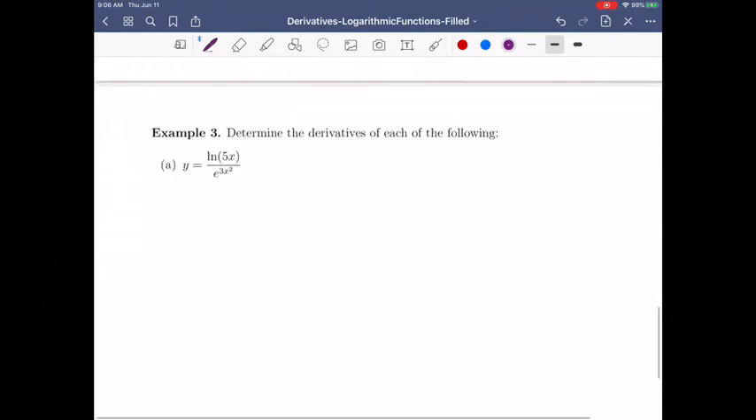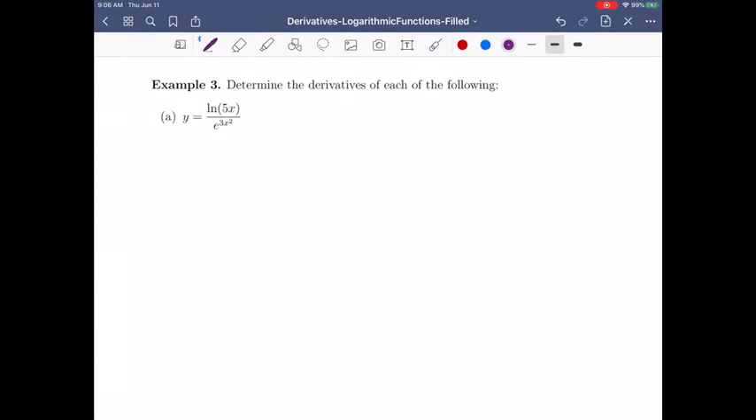So just two more. Here we are combining some rules now. I could use the quotient rule or the product rule. It's possible that you could rewrite this as ln of 5x times e to the negative 3x squared, if you want to use the product rule. Or we can use the quotient rule, like it's written now. So I'm going to use the quotient rule.